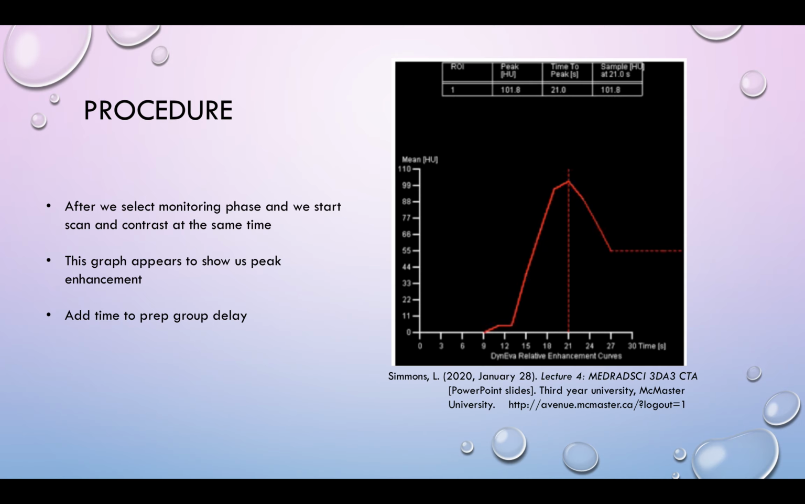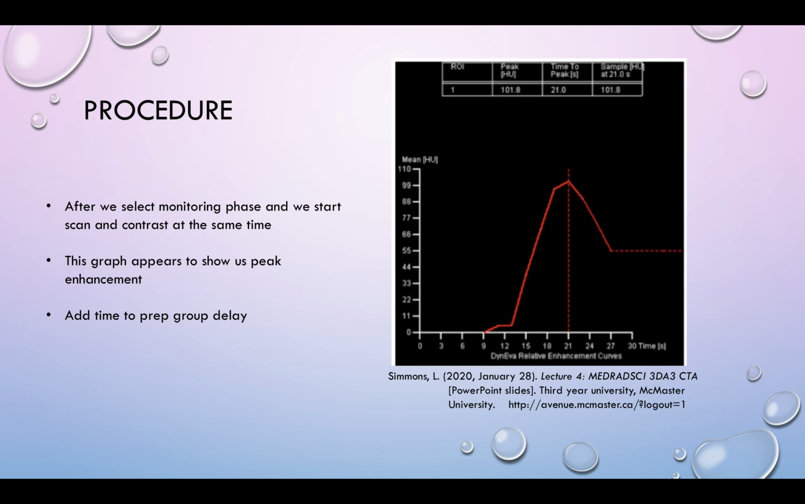Stop the scan when the opacification is reached and take note of how many seconds it took for the vessel to reach opacification. Jump the fence on the left monitor and add this time to the prep group delay. Click confirm at the bottom, move the table, and let the patient know we're injecting the rest of the contrast.